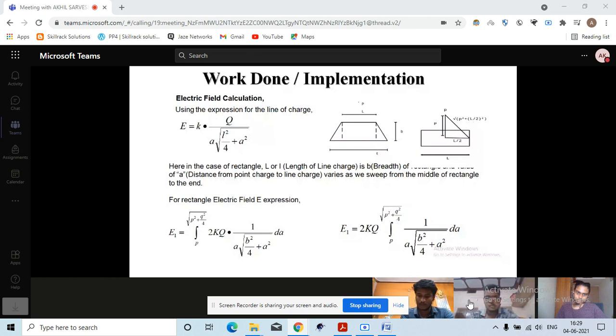The expression for line charge is E equals K into Q by A root of L square by 4 plus A square. Here, in place of L, we are using the breadth and we are sweeping it from one end to the other end. By integrating it from P to root of P square plus Q square by 4, we are getting the expression. Next page.